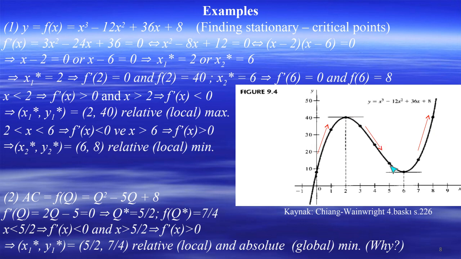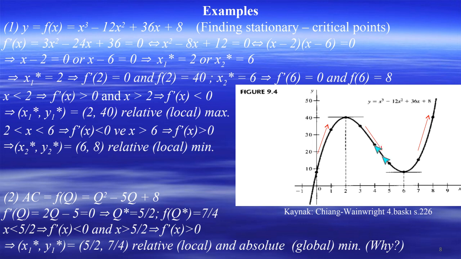Then we go down. Here at 4 we have also an inflection point, but since the first derivative is not 0, the slope is not 0 there. This test doesn't catch this point. This is the point where the second derivative is 0, as we will learn.